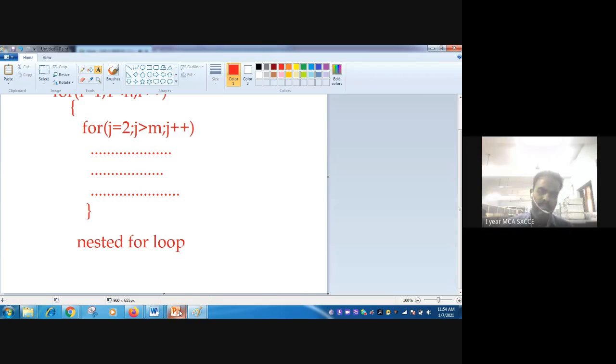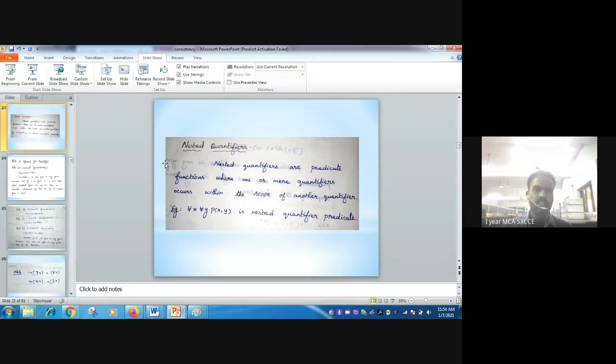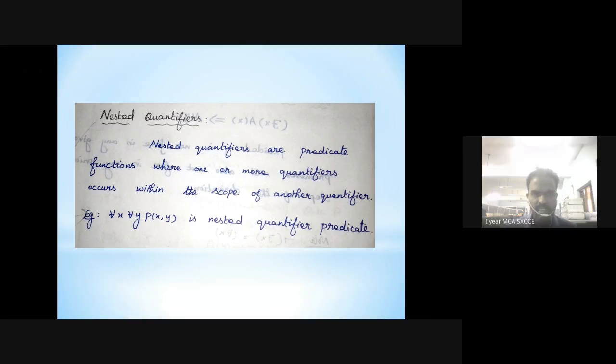சரியா? ஸோ இதே மாதிரி here we are having nested quantifier. குவான்டிஃபையருக்குள்ளாடி இன்னொரு குவான்டிஃபையர் யூஸ் பண்ணுறது தான் நெஸ்டட் குவான்டிஃபையர். Nested quantifier or predicate function where one or more quantifiers occur within the scope of another quantifier. Within for loop, if we are using another for loop, it is called a nested for loop. Similarly, dear students, nested quantifier means within the scope of one quantifier, if another quantifier appears, it is called nested. இங்க பாருங்க, for all x ங்கிறது ஒரு குவான்டிஃபையர், அதுக்குள்ளாடி for all y வருது, for all y P of x, y. So it is called a nested quantifier predicate.